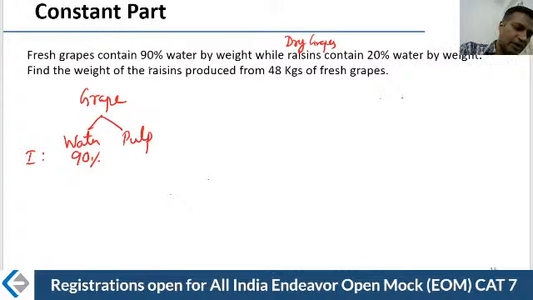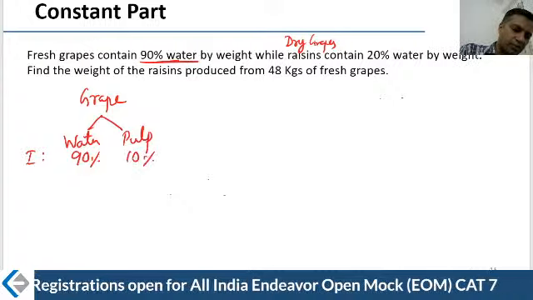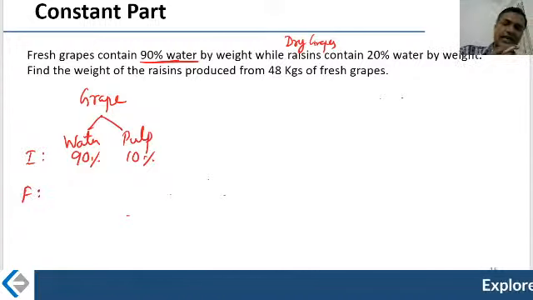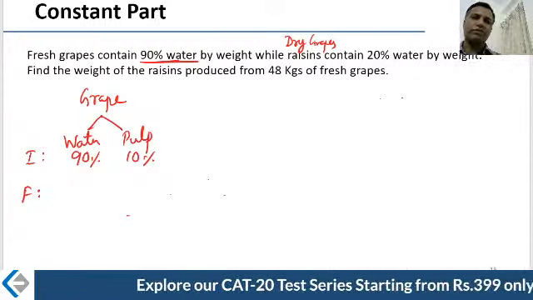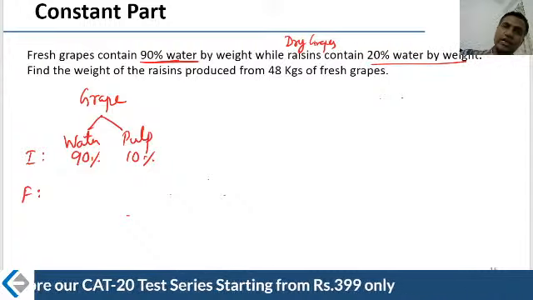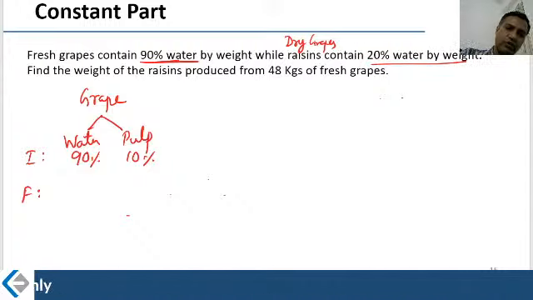Therefore, how much was the pulp? Because that's what is given to me. 90% is water. Therefore, what was the pulp? 10% is pulp. Pulp is going to be 10%. Finally, after taking it through whichever process they are following, now it is processed grapes, called dry grapes. Once you process it, it has 20% water by weight. Great. So 20% is water.